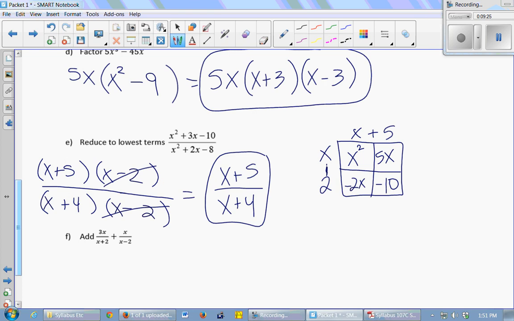Now, here's a really common mistake. Can I do this? No. You can only cancel things if they're connected by multiplication, right? These things are connected by addition, the x plus 5 and the x plus 4, so you can't cancel the x's.